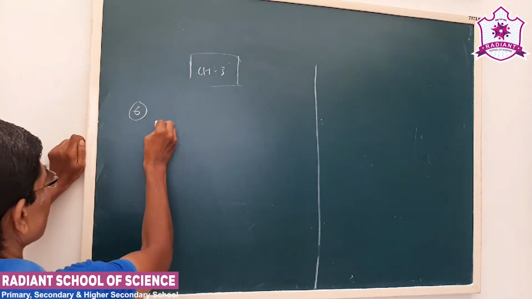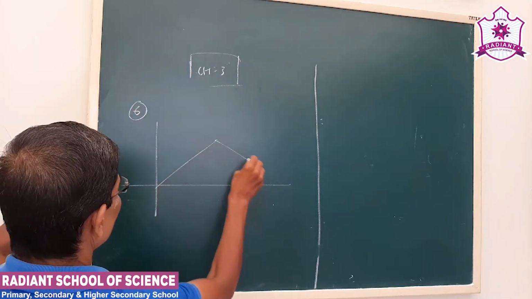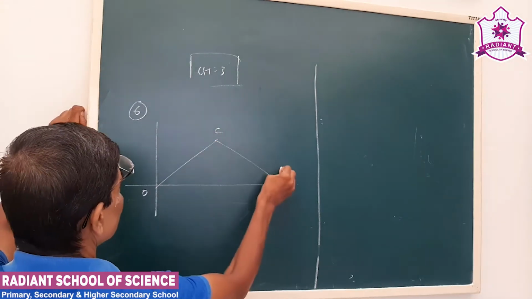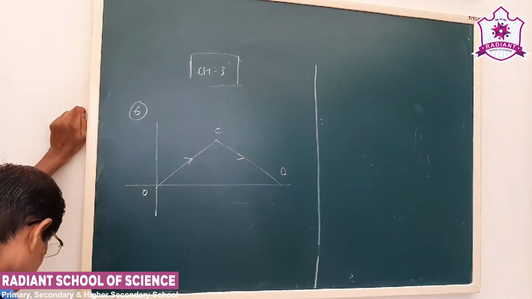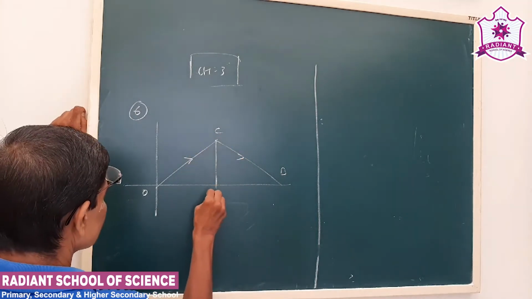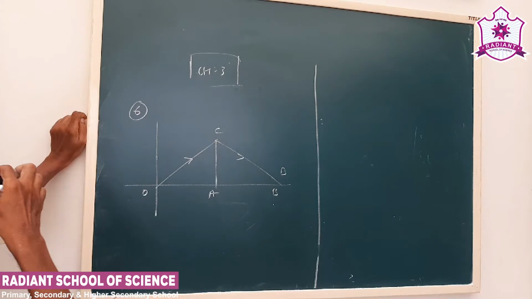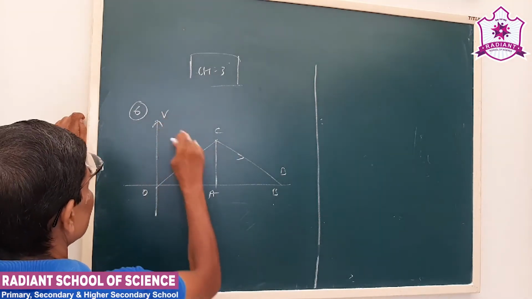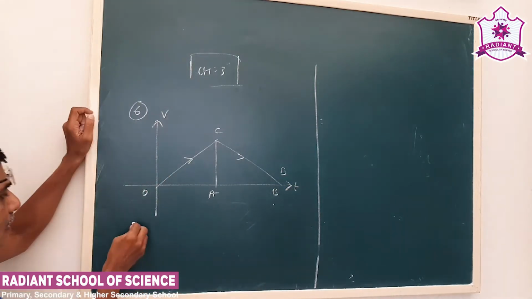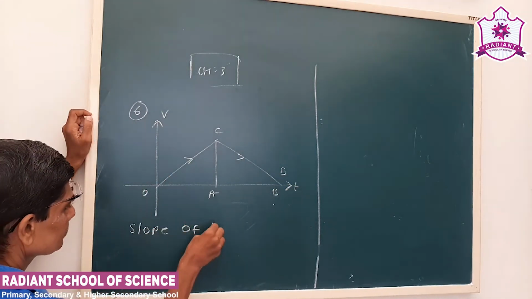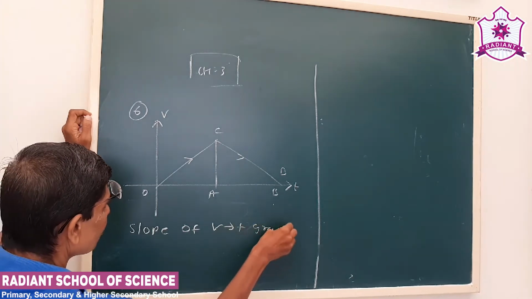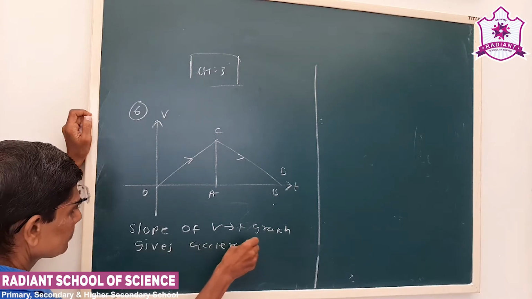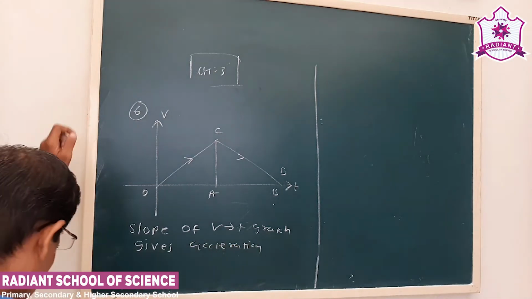Now, a one-dimensional motion is given like this. The object moves like this. Now what will be the ratio of average acceleration? Here we are given a velocity time graph. Remember the slope of the graph gives acceleration. Now this angle is given as 60.